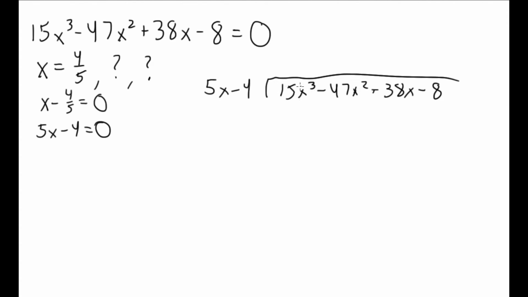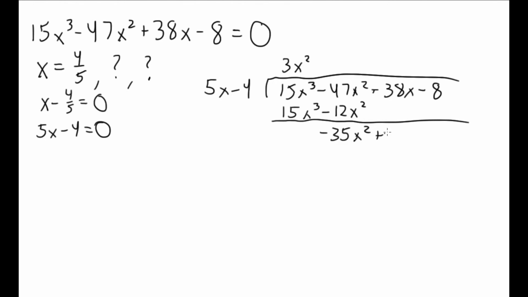5x into 15x cubed, that's going to be, if you're having trouble right away, just look at each one separately. 5 into 15 is 3. X into x cubed is x squared. And now we multiply by the divisor. Subtract. And remember, we only bring down the next term, not the minus 8.